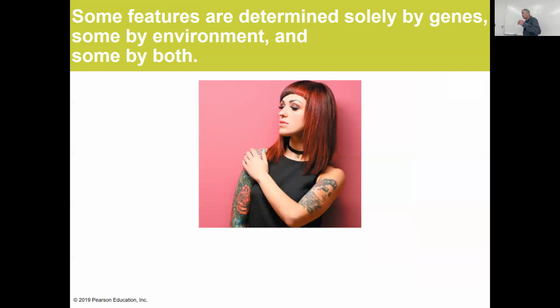Some features are determined solely by genes, some by environment, some by both. This is the old nature and nurture controversy. How much of us is hardwired in our genes? And how much of us is shaped by our environment and our upbringing? And your environment can actually change the expression of some of your genes. It's called epigenetics.